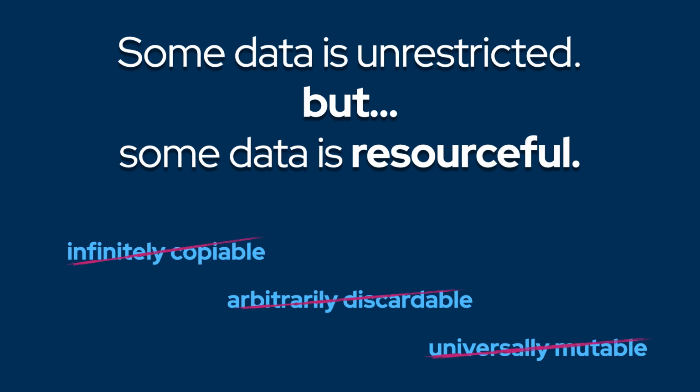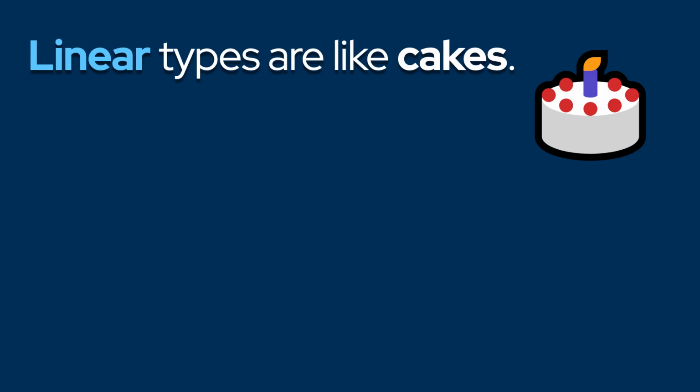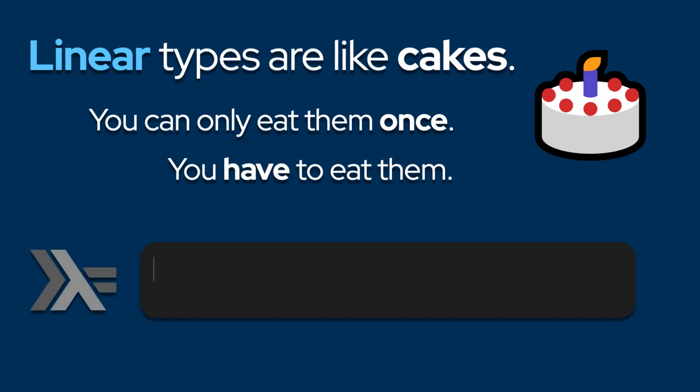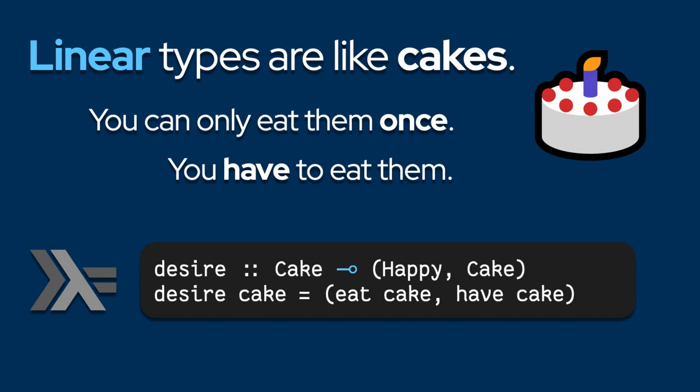One way to understand the idea of data as a resource is through linear types, which are like cakes. Delicious. You can only eat them once, and then they're gone. But you have to eat them, or your friend who baked them for you will be very disappointed. Here's an example in Haskell. Notice the lollipop-shaped arrow, which means that we have to use the cake linearly. This fails to type check. We can't have our cake and eat it too.